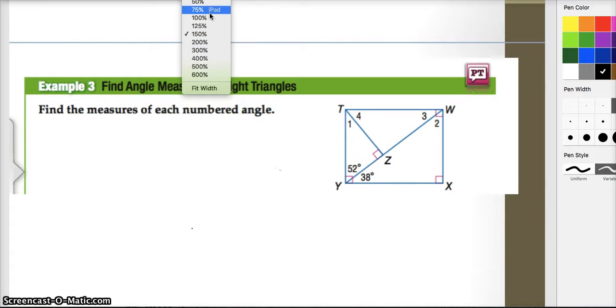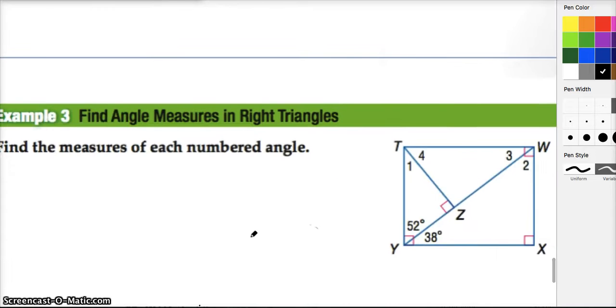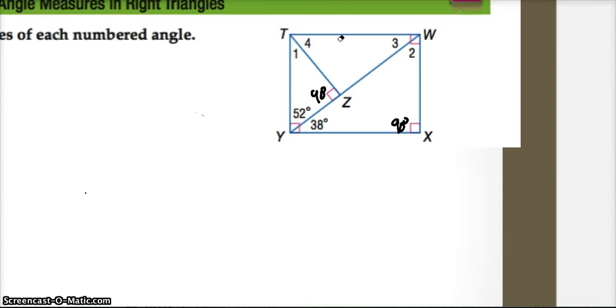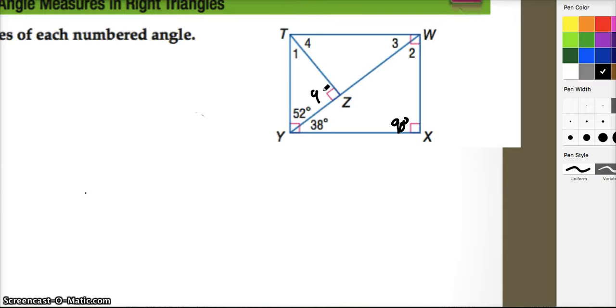And sometimes geometry is just better when it's bigger. So basically we've got to find the angle measures for everything. Sometimes I like to start off by writing what I know. And what I know is that this is 90 degrees, and this here is 90 degrees. With that given information, is there anything that I can figure out? I'm going to use this later, because this being 90 doesn't give me angle 3 or angle 2. You with me?